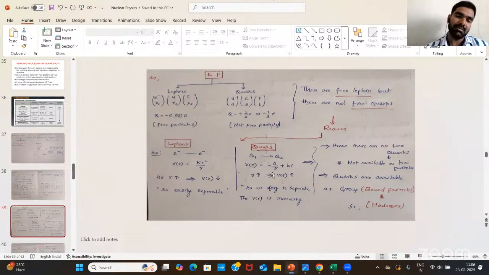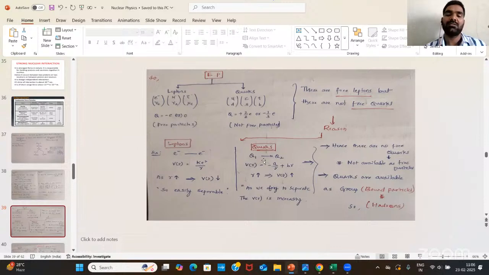So when the quarks are separated by some distance, if the separation between those charges is increased, then the potential also increases, so it is directly proportional. As we try to separate Q1 and Q2, the V of R is increasing. So they cannot be separated, and these are not free particles. The leptons are the free particles. Hence, there are no free quarks.